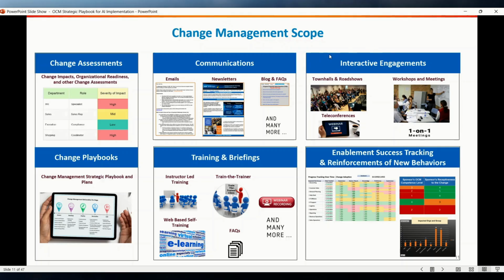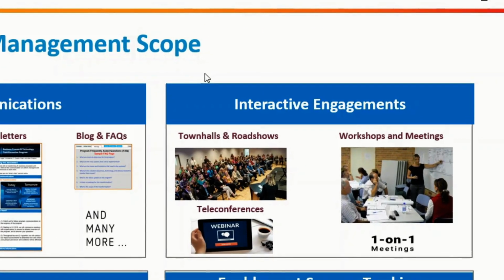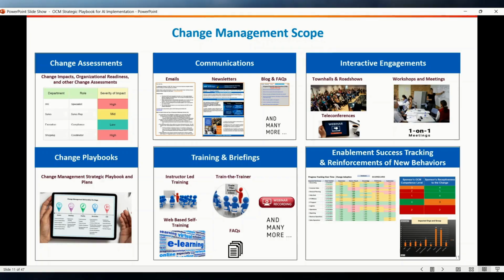You also want to implement interactive engagements, do roadshows, town halls, workshops and meetings. Give people the opportunity to show up and ask questions. Give people the opportunity to show up and voice concerns, and then be prepared to address those concerns. And interactive engagement does not have to be in person. It could also be virtual. You can have Zoom sessions. You can have Teams sessions, or you can use whatever meeting collaborative tool your organization uses.